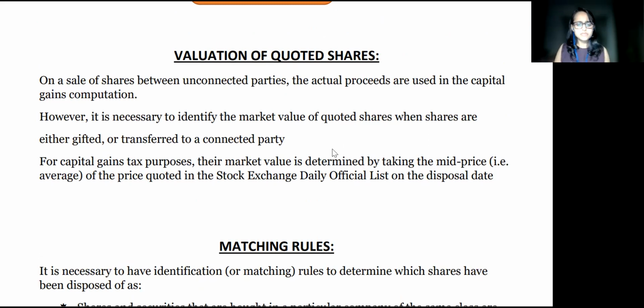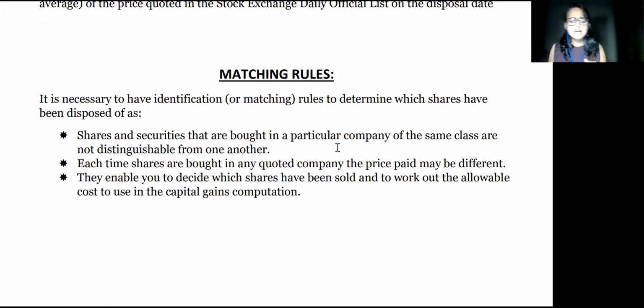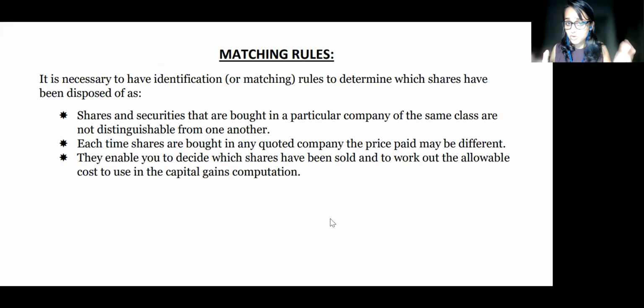All right. Now, let's speak about matching rules. When it comes to shares, it is not so easy to calculate the cost, okay? Because if you're selling your house, it is easy to get the cost because you know how much you spent for it. But in the case of shares, the problem is you might have 10,000 shares, but you're selling off, let's say, 4,000 shares. The days you bought these shares are on different dates, at different prices. So you have to use matching rules.